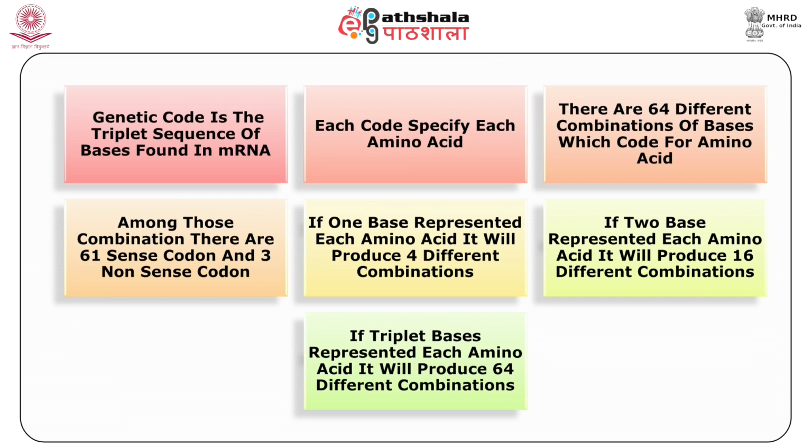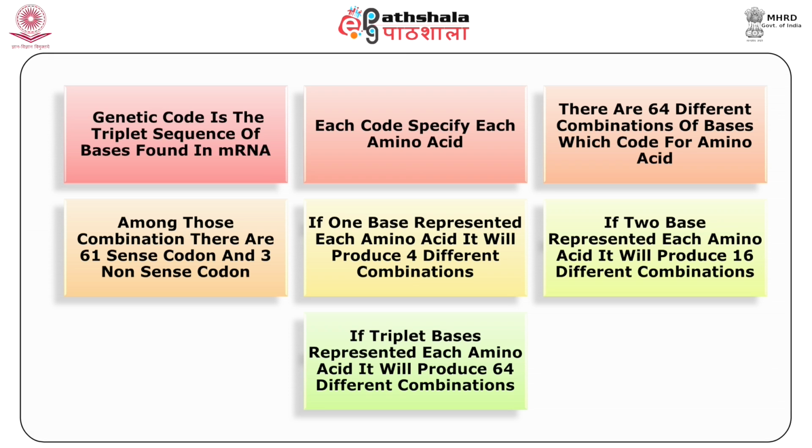Genetic code. A genetic code is a triplet sequence of bases found in mRNA. Each code specifies each amino acid. There are 64 different combinations of bases which code for amino acid. Among those combinations, there are 61 sense codons and 3 non-sense codons, that is UAA, UAG, and UGA.